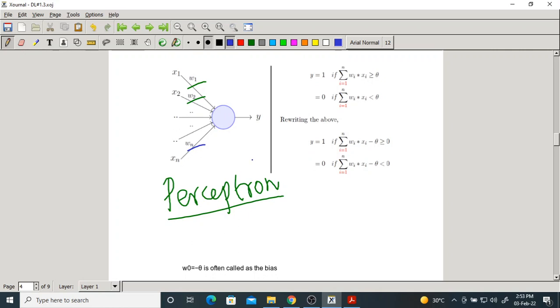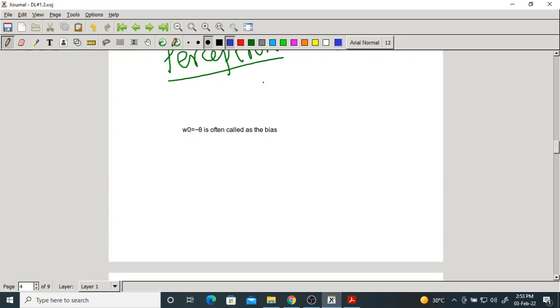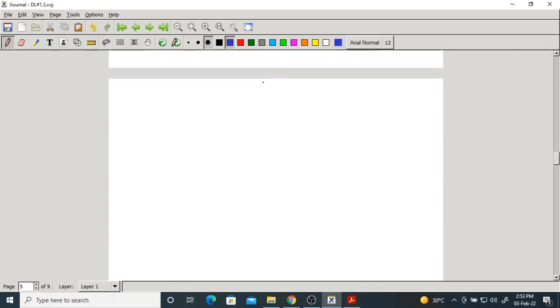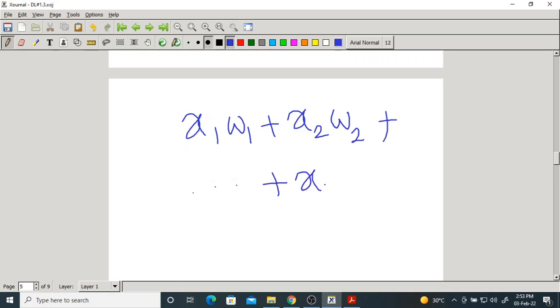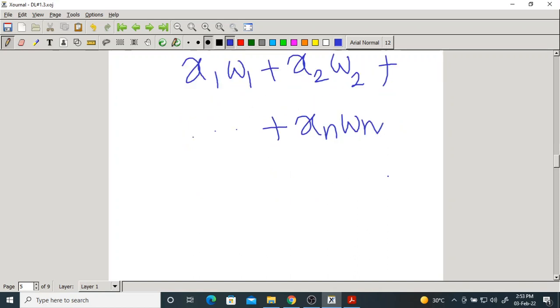Here we have two parts, the aggregation and the decision. This is the weighted sum. So what is the weighted sum? Input x1 into its weight W1, plus the next input x2 into its weight W2, plus so on, plus the last input xn into its weight Wn. If you write it in summation form, the weighted sum is the sum from i equal to 1 to n of Wi into xi. This is the weighted sum.